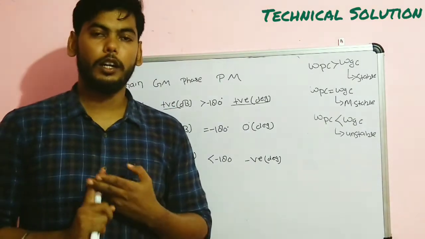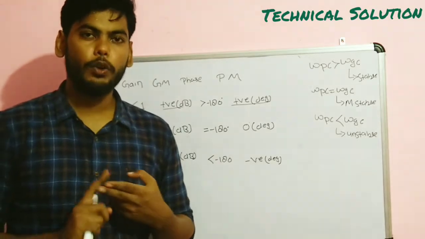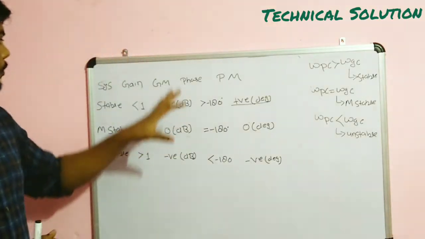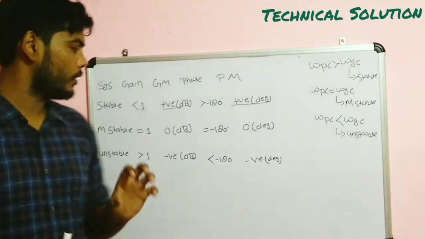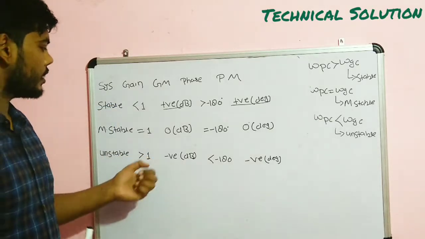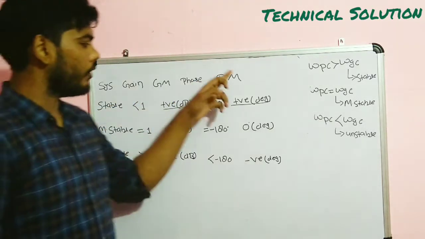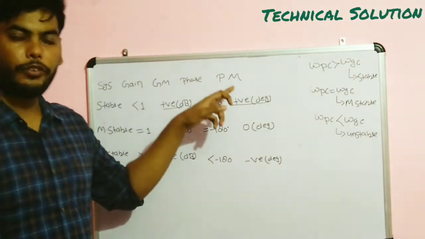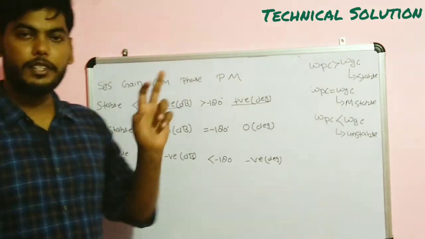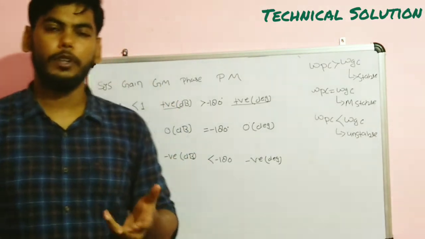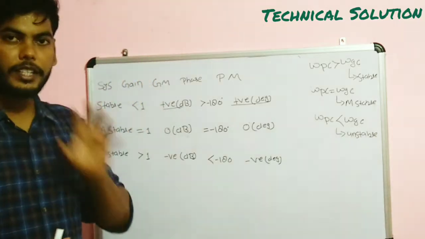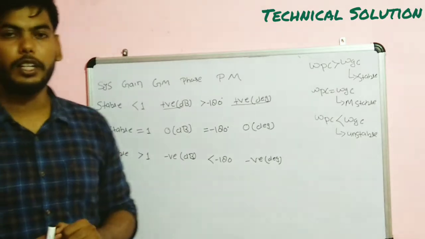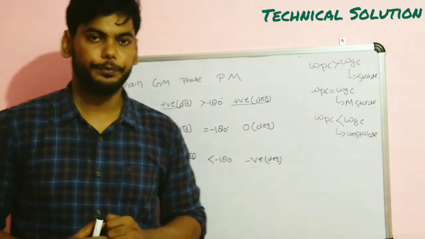When either gain margin is negative or phase margin is negative, then the system becomes unstable. So from this table, we easily observe that for an unstable system, the gain margin is negative and the phase margin is negative. If either of the quantities, phase margin or gain margin, is negative, then the system also becomes unstable. So we always keep in mind that for a stable system, both gain margin and phase margin are positive quantities.